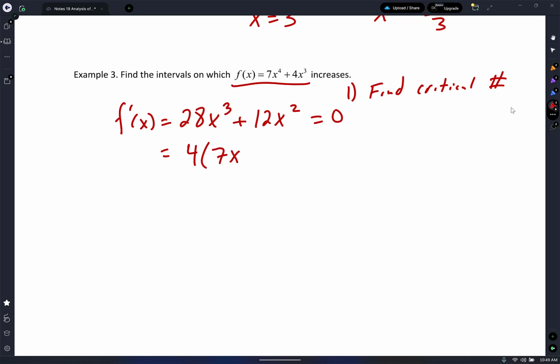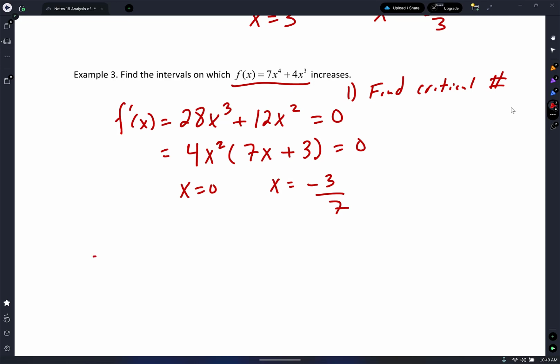7x, and we're also factoring out an x squared. 4x squared, sorry guys, not my A game. All right, 4 goes into 28 7 times, so 7x plus, 4 goes into 12 3 times. So I have a critical number at 0 and a critical number at negative 3/7. Are we okay?